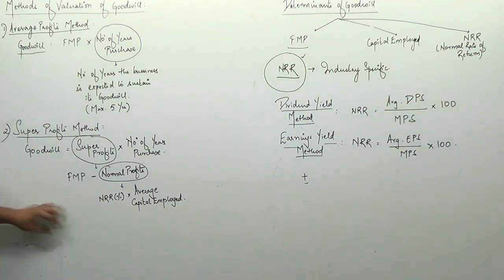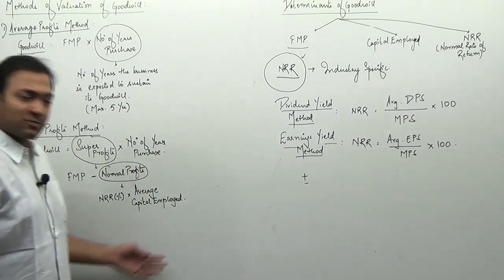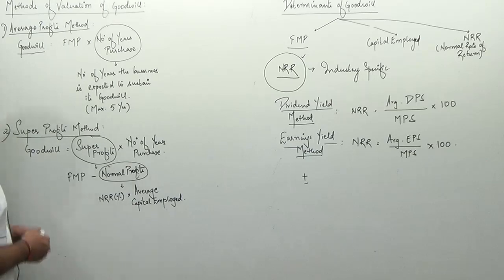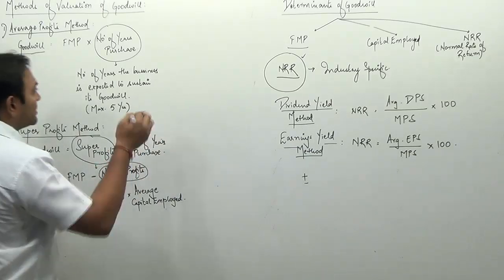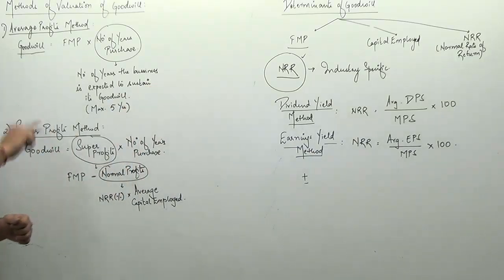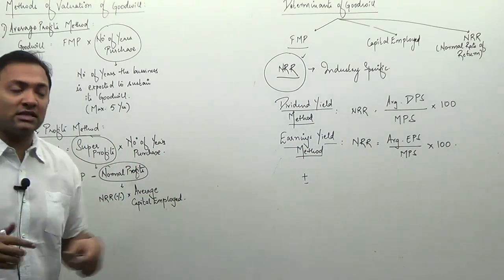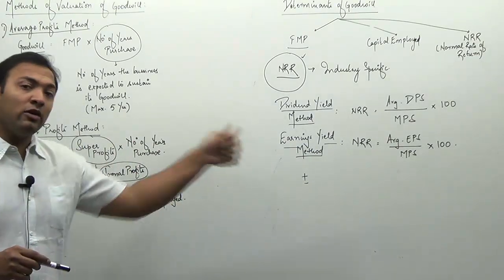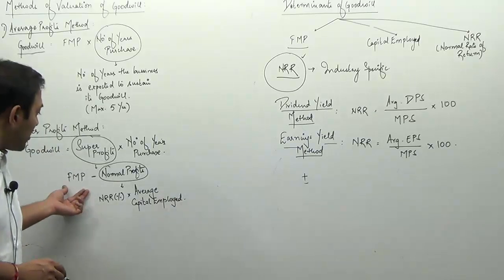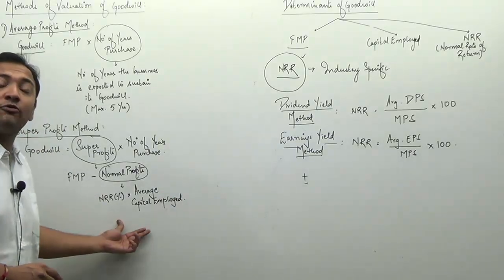Now, even this method is expected to be flawed. What is a flaw as far as this method is concerned? What is this number of years purchase? It is the number of years for which the business is expected to sustain such goodwill. So I'm trying to talk about the future. This profit which I'm trying to compare is also of the future.